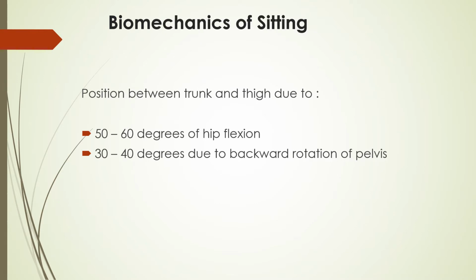One way to explain the position of sitting is by looking at the ranges of the joints involved in sitting. This means that the hip is in 50 to 60 degrees of flexion, and there is about 30 to 40 degrees of posterior rotation of the pelvis as well. This allows the pelvis to rest in a more comfortable position, usually with the body weight resting on our ischial tuberosities.